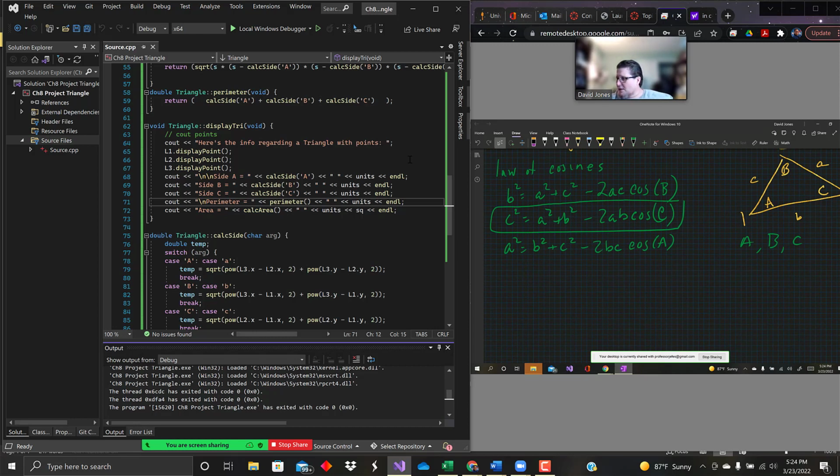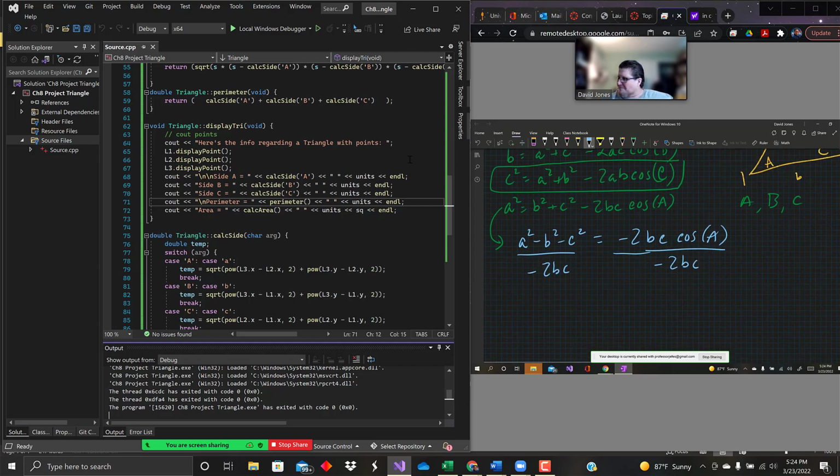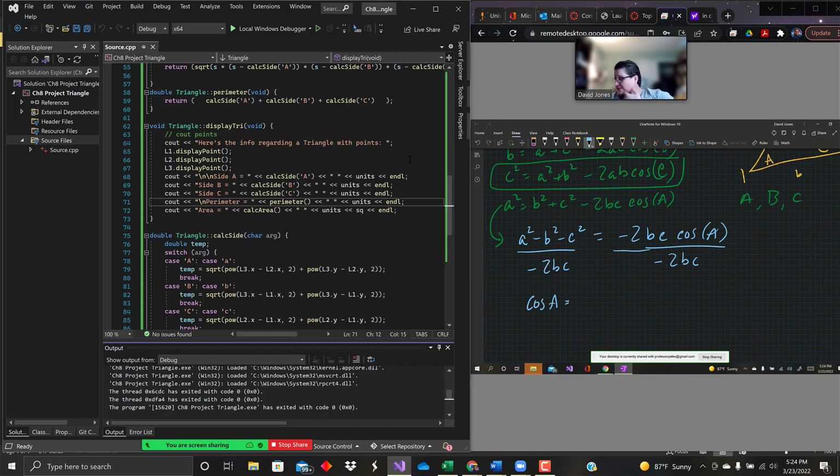So let's solve this one for A. I could subtract B squared and C squared, and then I divide by the coefficients. And I'm left with cosine A equals A squared minus B squared minus C squared. You know what? I'm going to move this negative up here and change the signs. I don't like having all that negative on the bottom. It looks tacky. B squared plus C squared minus A squared, kind of like if I added that over there and subtracted the A squared over, and then divided by 2BC.